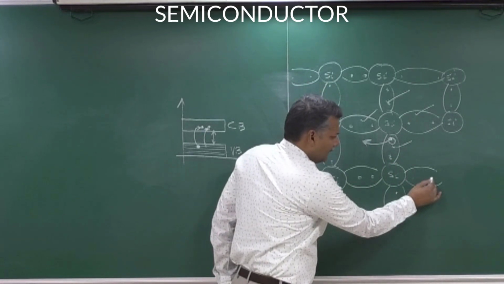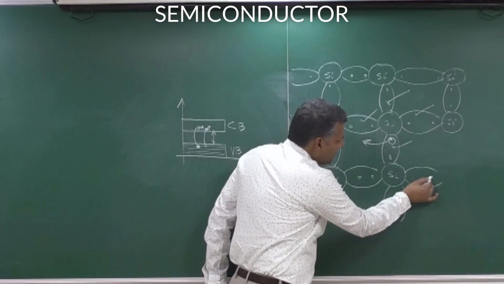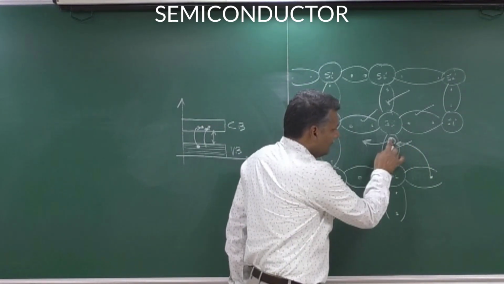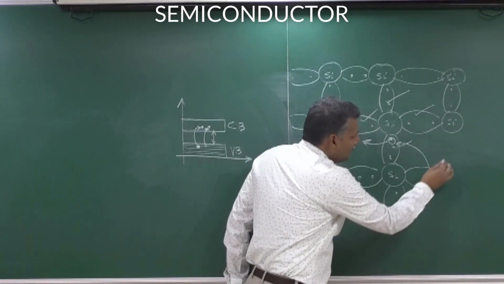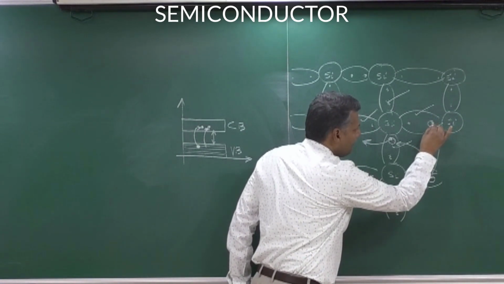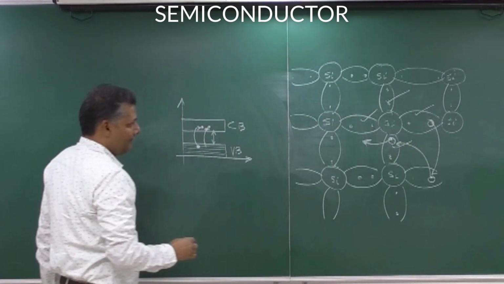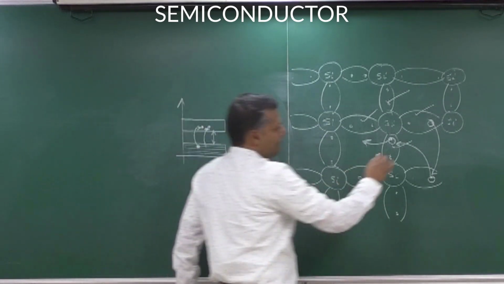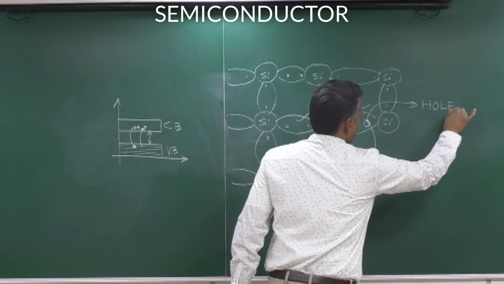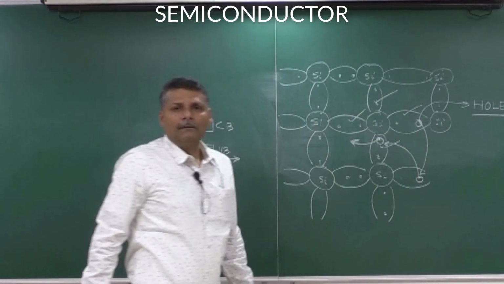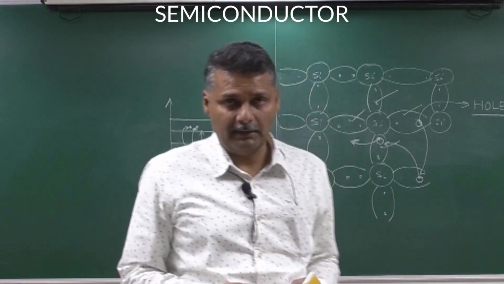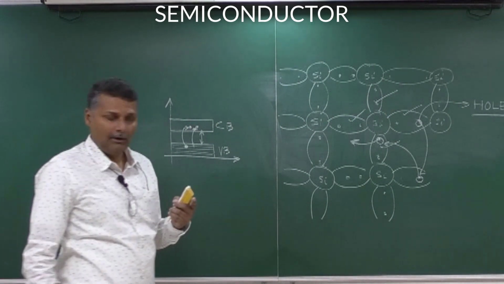So, any other electron which is there in neighborhood can jump to fill this vacancy. If this electron comes to this, you have vacancy at this point. Similarly, some other electron can come here, so you have vacancy here. This vacancy we call as hole. So, in semiconductor physics, we say we have two charge carriers, number one electron, number two hole.